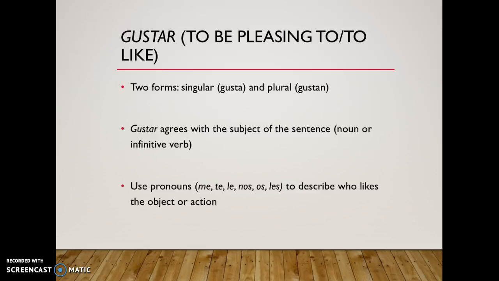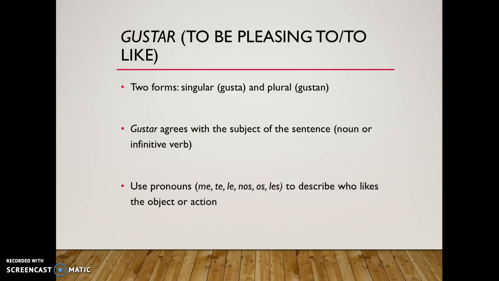If whatever is pleasing to you is singular, like the book, then you use the singular gusta. If whatever you like or whatever is pleasing to you is plural, like tacos or spaghettis, then you're going to use the plural gustan. Okay, so it's either gusta or gustan. The gustar agrees with the subject of the sentence that follows it. So whatever comes after the verb gustar is what is going to determine whether or not that verb is singular, gusta, or plural, gustan.